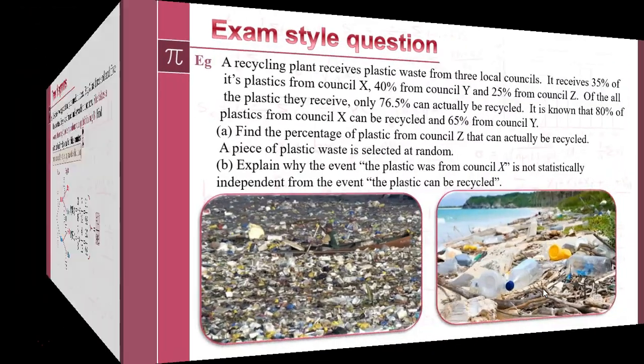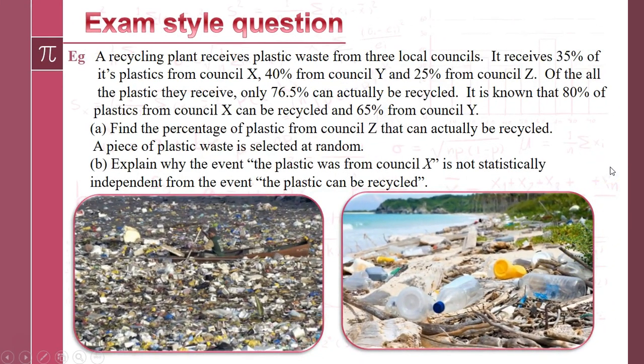Okay, on we go. So here's a more A-level style question, and this one's to do with recycling. There's a topic that's in everybody's minds at the moment, and there's a couple of not particularly pleasant pictures, particularly the one on the left. A recycling plant receives plastic waste, and it receives 35% of its plastics from one council, 40% from the next, and then 25% from the next one. Of the plastics they receive, not all of it can be recycled, and we've got different proportions of those. It says find the percentage of plastic from Council Z that can actually be recycled.